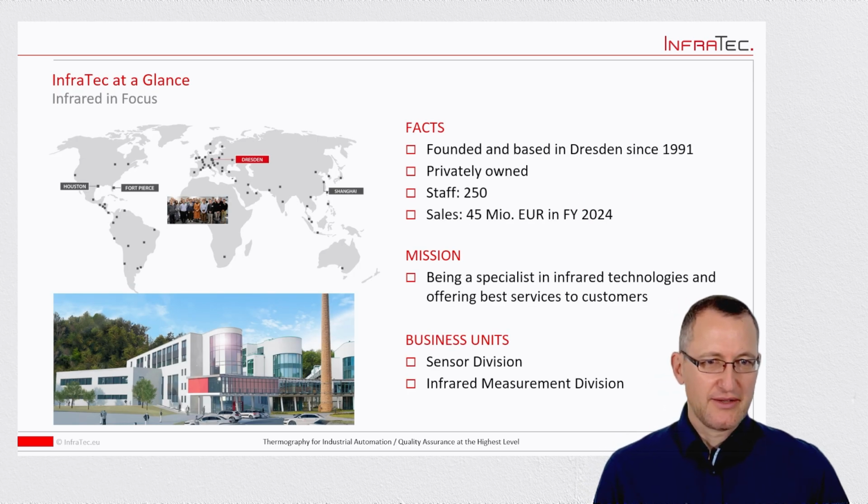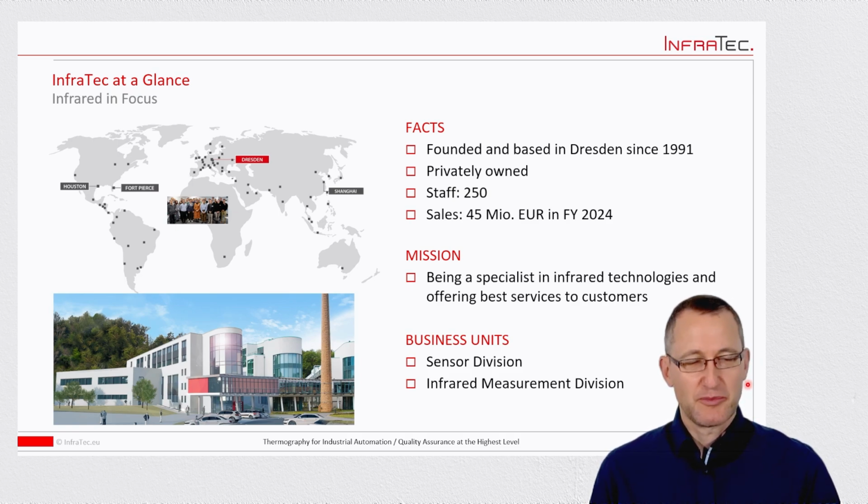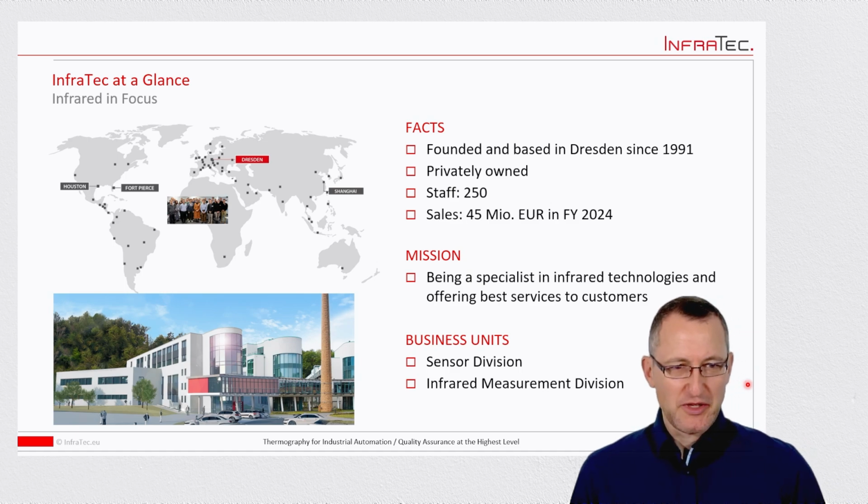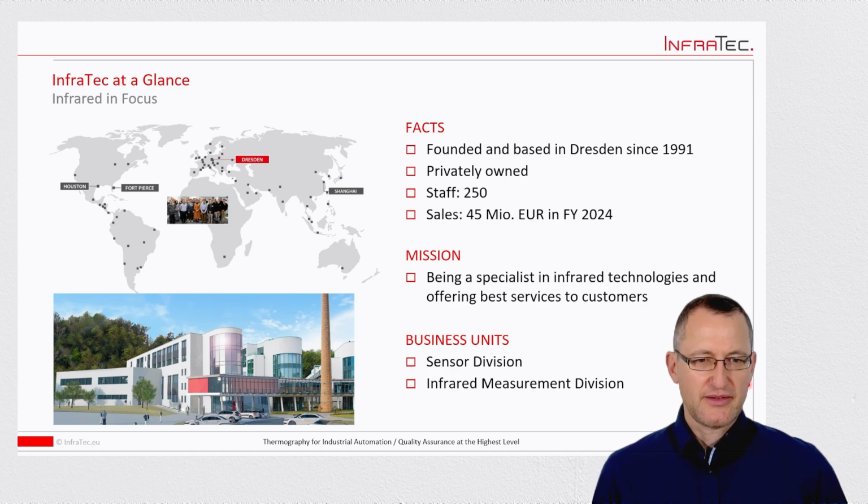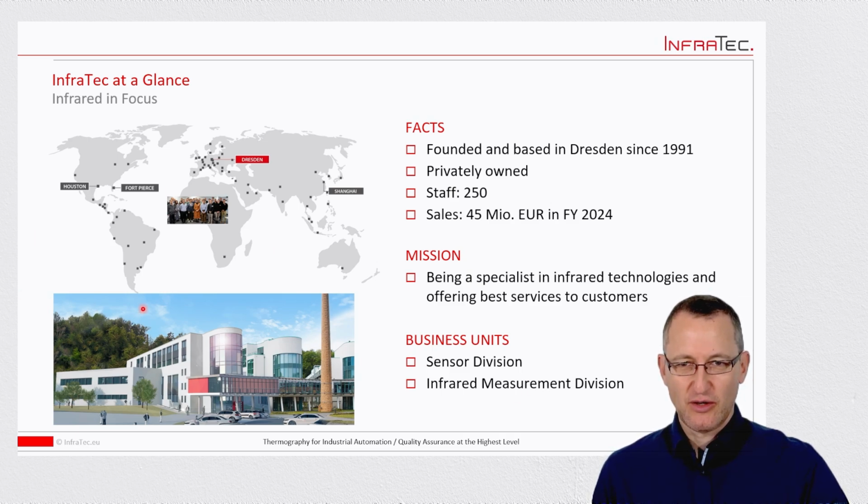InfraTec is a privately owned company that was founded and is based in Dresden. It was founded in 1991. It has a staff of around 250 employees, and sales of approximately 45 million in 2024. The company is a specialist in infrared technology, and it has two business units, the sensor division and the infrared measurement division. On the left side, we can see our worldwide presence.